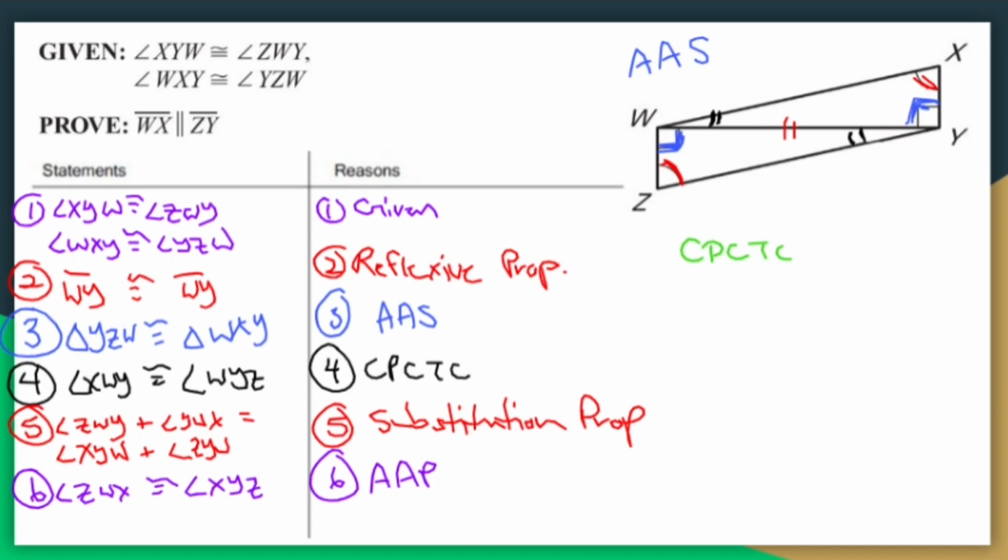And now that we know that, these two angles are all completely the same, these two are the same as these two. Now that we know that, I can say that this is parallel to that, thus finishing my proof. I can say that WX is parallel to ZY, and that's the definition of alternate interior angles.